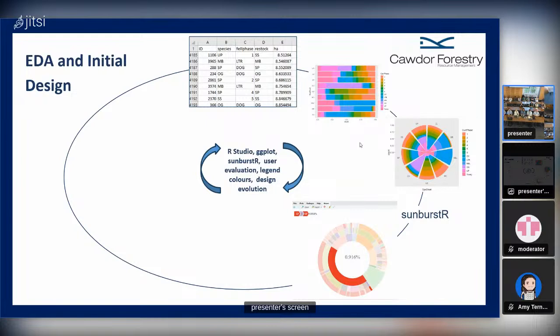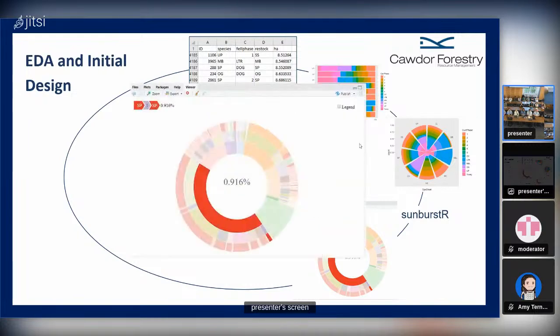So a sunburst is a hierarchical visualization. So if you've got a data set with different hierarchical levels, then you would have spokes that come out of the circle. But in my data set, every polygon has got the same 3 hierarchical levels. So it comes out as a set of concentric rings. And in this, I've got a central ring, which is the current species. I've got a middle ring, which is the felling phase, and then I've got an external ring, which is the restocking species.